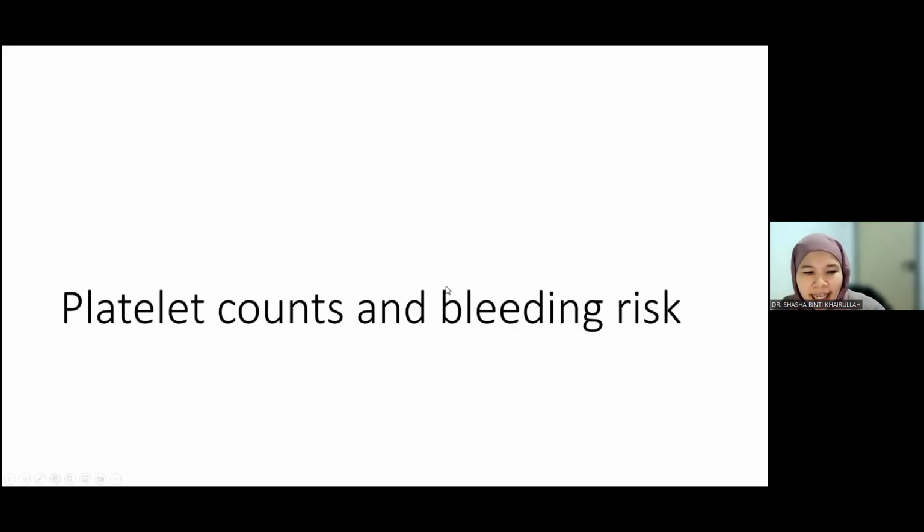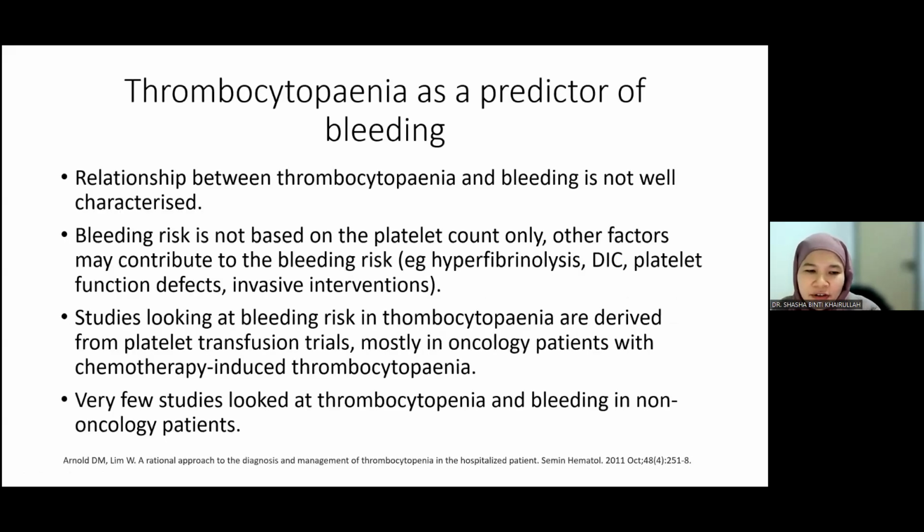So let's look at the bleeding risk and low platelet counts. And this really is the primary concern of any doctors dealing with patients in hospital with thrombocytopenia. Unfortunately, the relationship between thrombocytopenia and bleeding is not well characterized. With the exception of very severe thrombocytopenia, I'm talking about platelets of less than 5, in most cases, other factors collectively contribute to the bleeding risk.